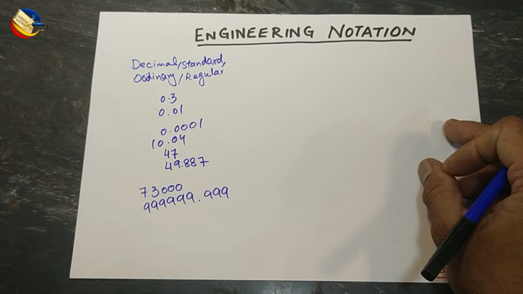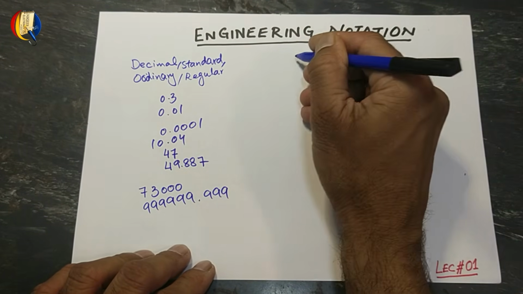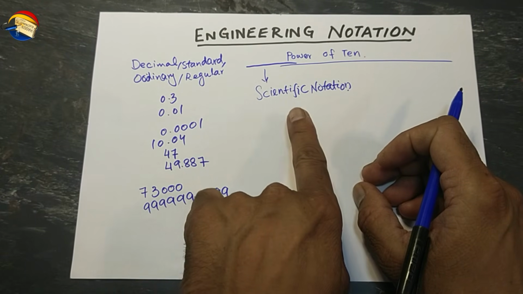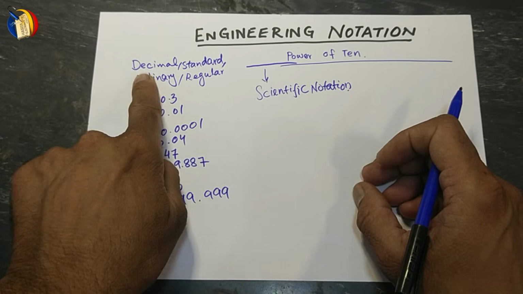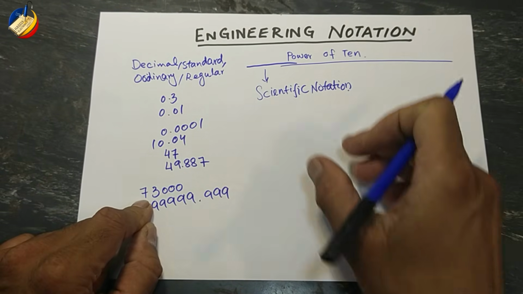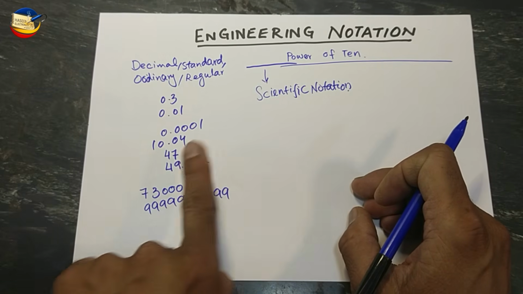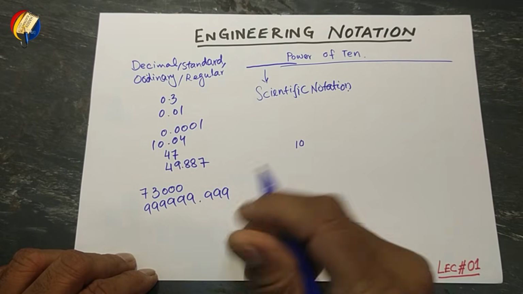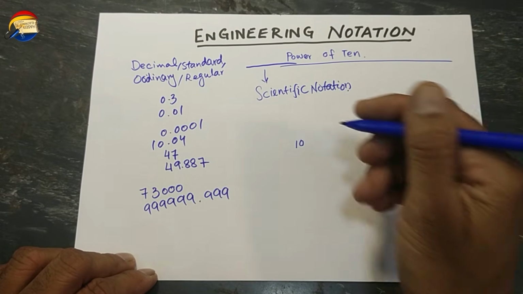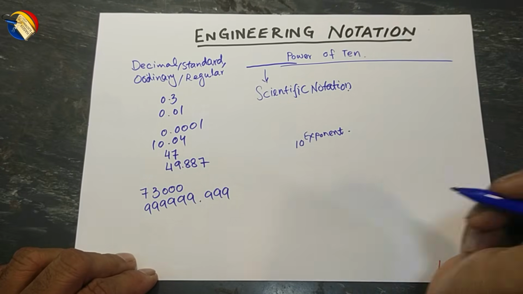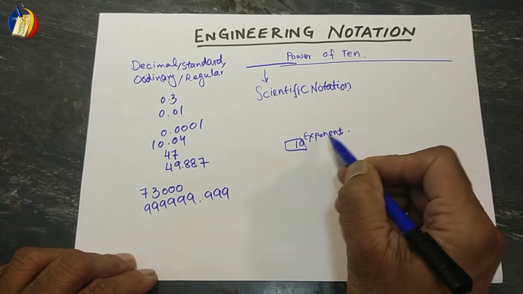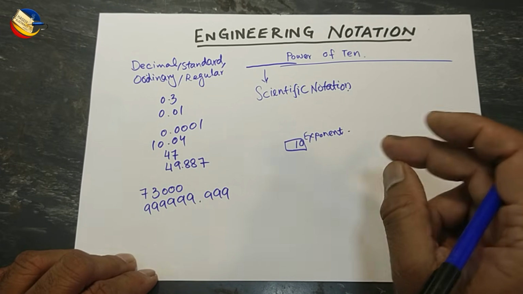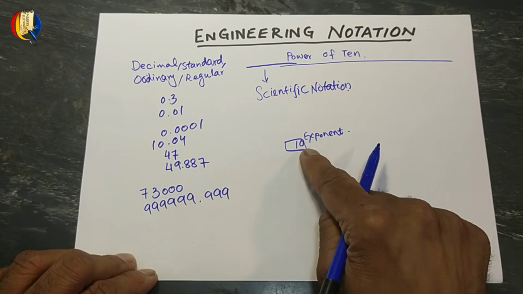But there is another system that is called power of 10. Power of 10 is known as scientific notation. There is a special relation between scientific notation and decimal notation. In this system, the same number will be expressed with a power of 10. 10 is the base number, and there is an exponent. This is base and exponent. The exponent is a special number that indicates how many times this 10 will be multiplied.